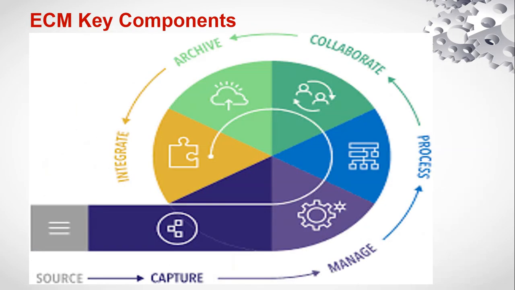Here I have added the key components of the ECM platform. So the ECM platform will have these key components. I'll start from the source where the content gets generated and how it reaches, meaning how it passes through the life cycle of the full content management system. You can see I have different stages mentioned here: source, capture, manage, process, collaborate, archive, integrate. So I'll start from the source.